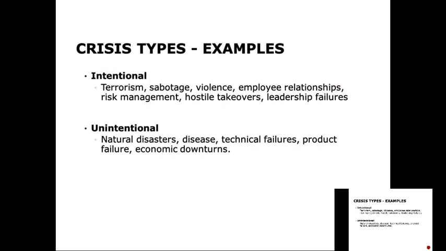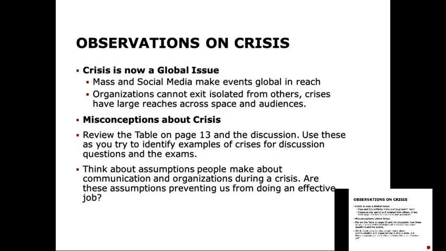Unintentional crises: natural disasters, disease, technical failures, product failures. There are a lot of things that go wrong. Accidents happen. Weather happens. They are saying because of climate change, we will have more bad weather. So we often think about those kind of crises that happen unintentionally. So there are a lot of things that qualify for a crisis from our textbook perspective.